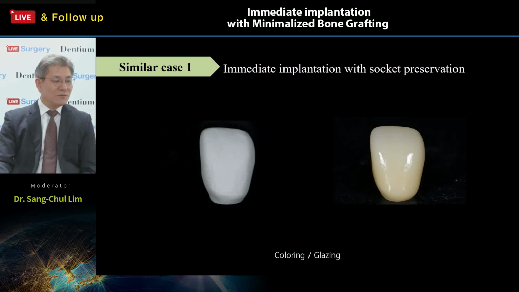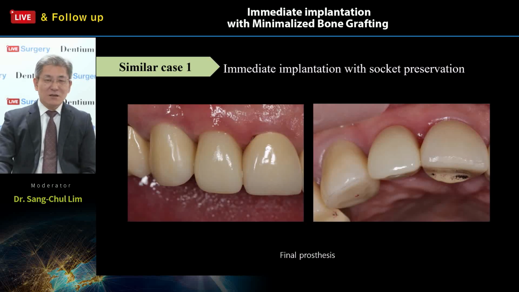So we make the final restoration, the zirconia crown, with coloring, glazing, and staining, depending on the zirconia block. However, nowadays we use the shade block from the Dentium company, just to minimize staining, right? So it means a faster and simplified procedure for making the final restoration.